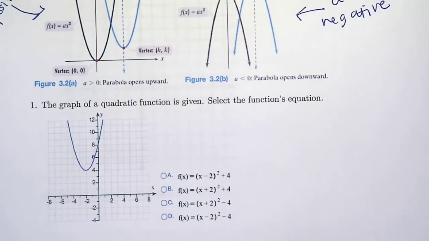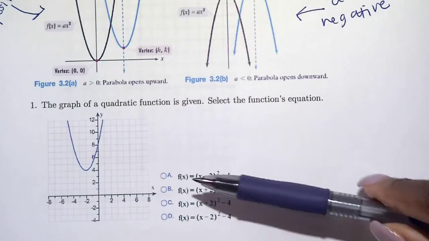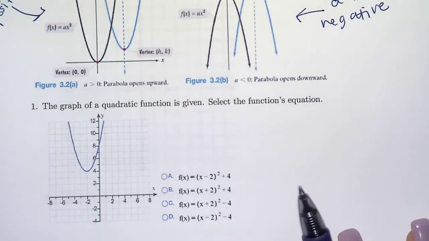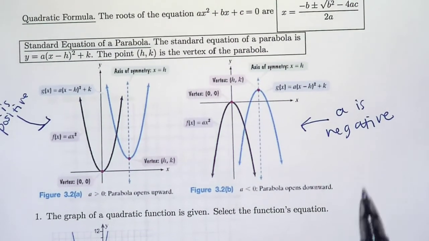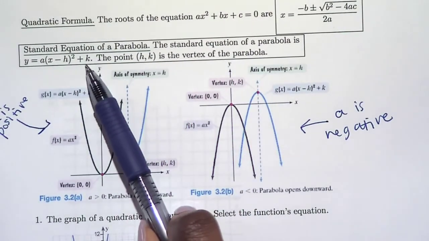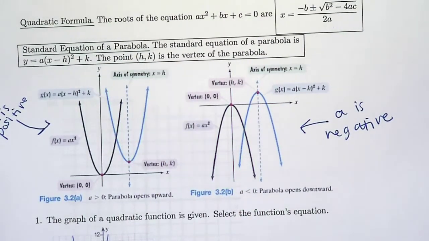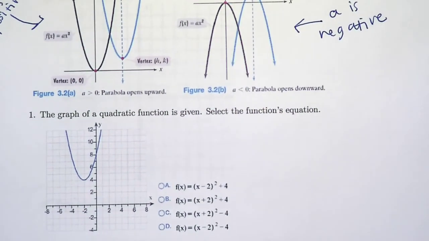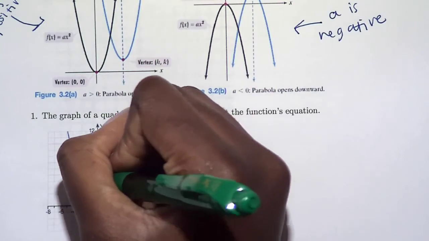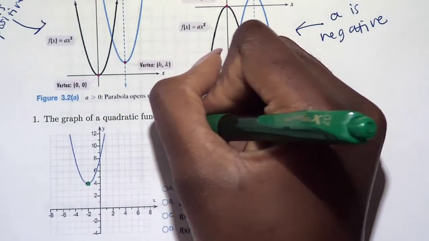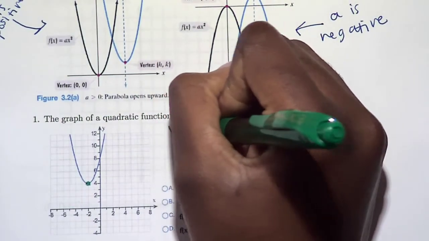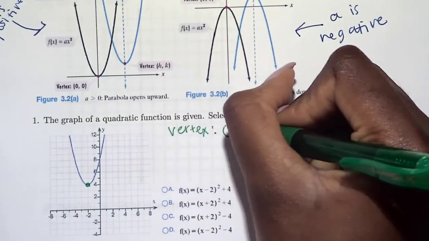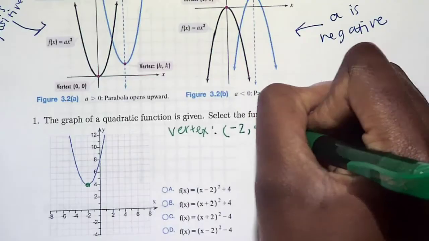All right, so let's use that standard equation and figure out from a graph what our standard equation is. Okay, so I gave you some options here. So what's the main part we have to figure out? Well, we have to determine what our h is and what our k is. And remember, that's just the vertex. So let's look here. What is the vertex of this parabola? It's this point here. So that's at -2 and 4.